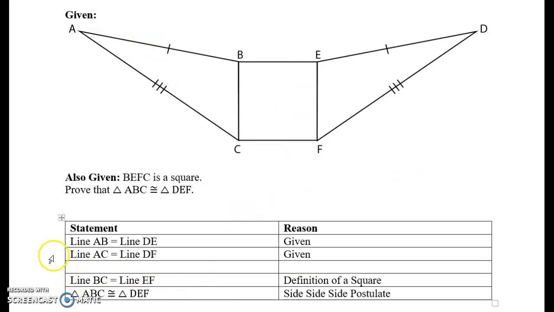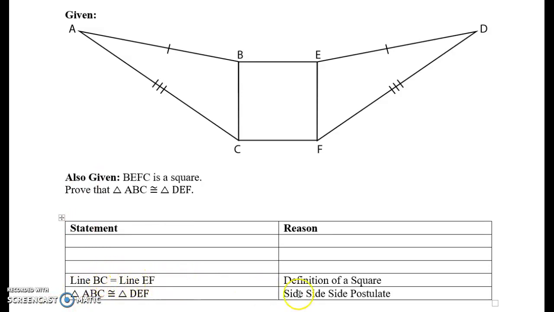Let's take it a step further. What if you just didn't write this given down? Well, now you only have two lines, not three lines. You can't prove side, side, side with only two lines. You need three lines. Do you know how I know? Because side, side, side has the word side three times. So if you don't write down any of these givens, you don't write down this given either, now all of a sudden your proof literally looks like this.